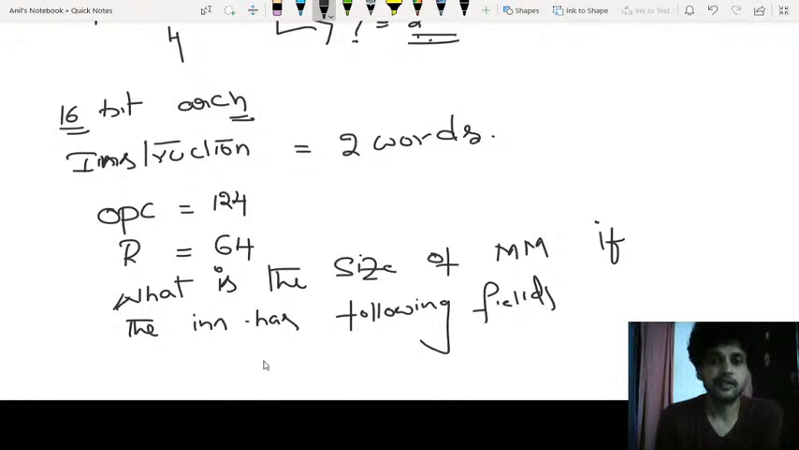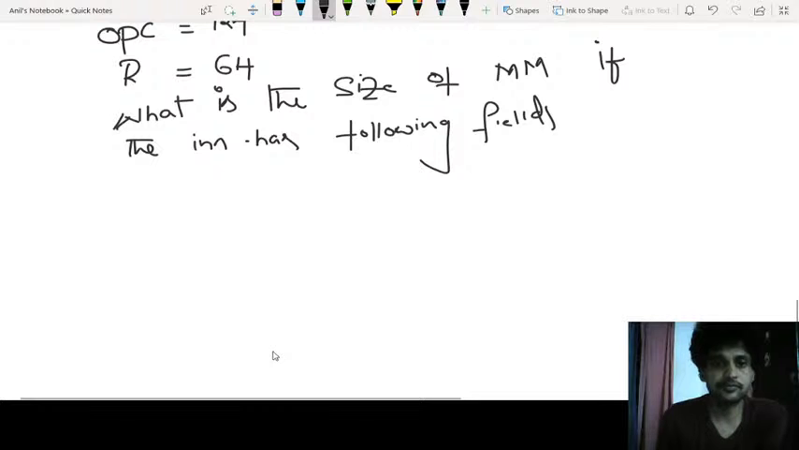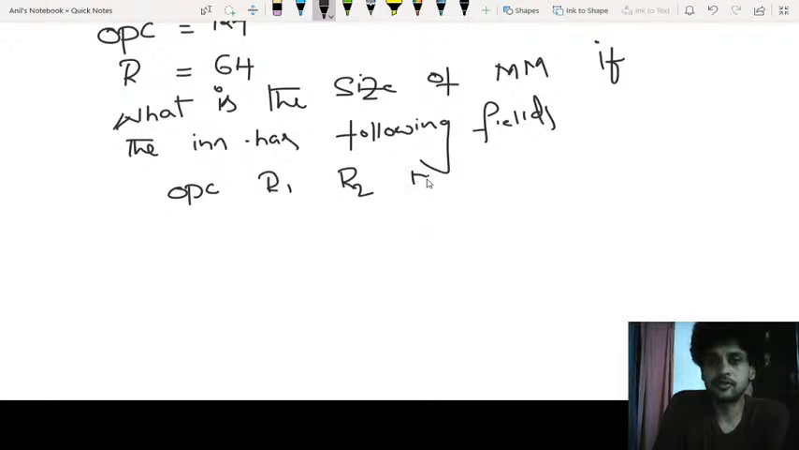Instruction has opcode, register 1, register 2, memory address.